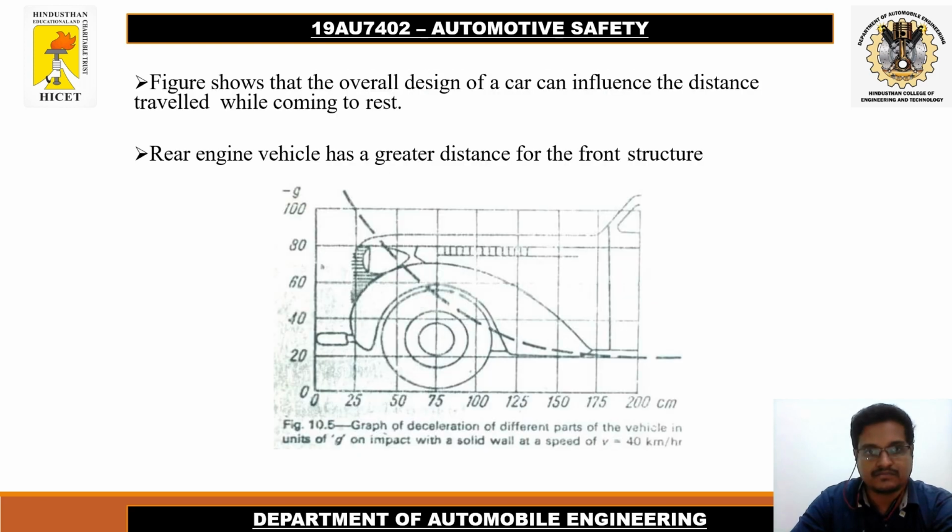passenger cell. So in the graph, the figure shows that the overall design of a car can influence the distance traveled while coming to rest. The rear engine vehicle has a greater distance for the front structure. That is, when a vehicle is collided, at the front a lot of g-force is generated, and when it goes to the rear part the g-force is reduced. So the g-force will be higher at the frontal part when it is frontally collided.